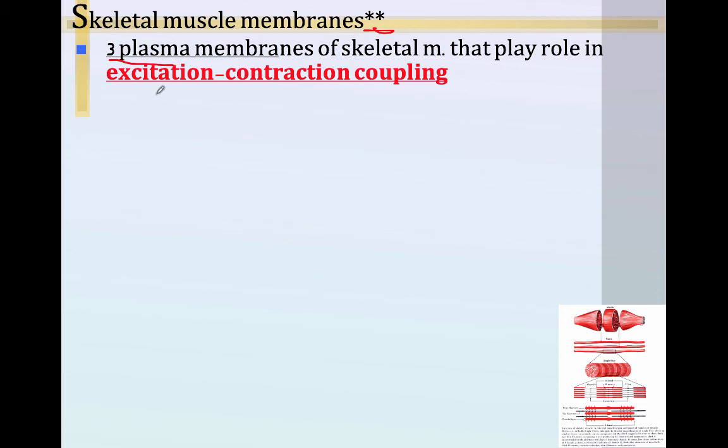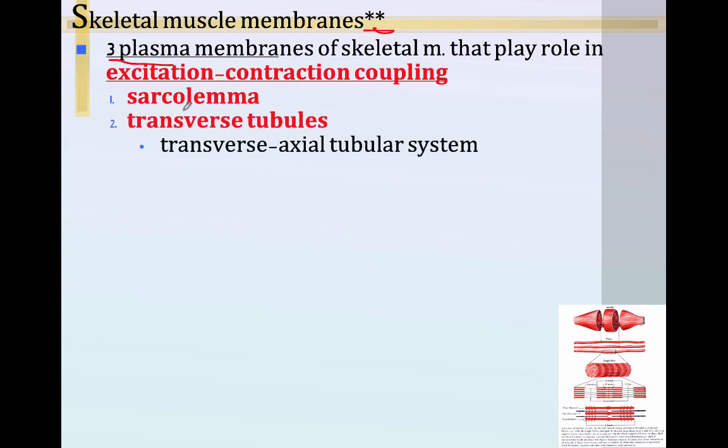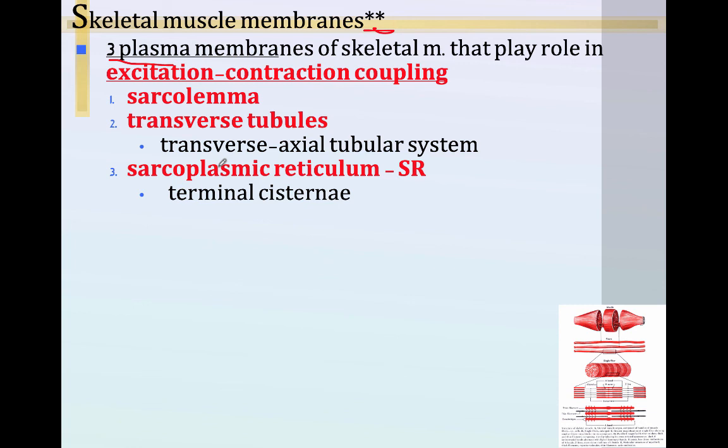And they play a role in the process of excitation-contraction coupling. That's what they do. Well, what are the membranes? Well, number one, sarcolemma. It is the membrane of the muscle cell itself. All of these are phospholipid bilayers. Number 2 is the transverse tubule. It actually is continuous with the sarcolemma, and it moves down at right angles to the sarcolemma, sometimes called the transverse axial tubular system. I may never say that again.